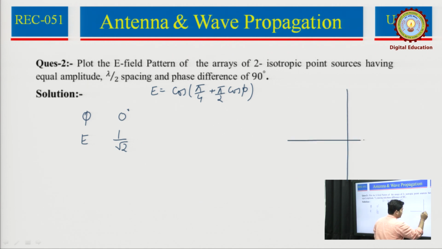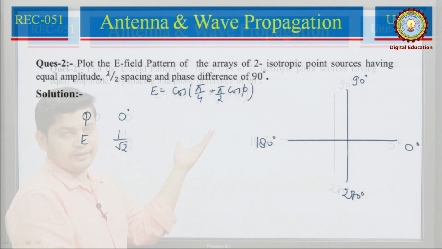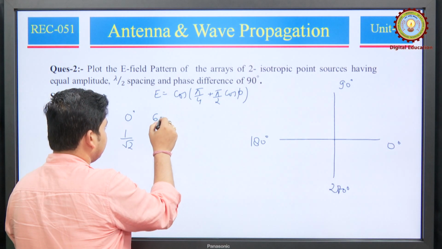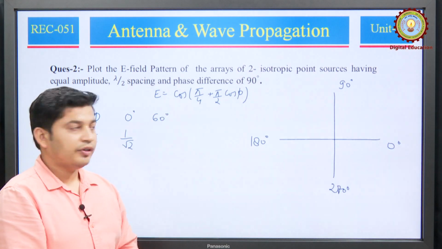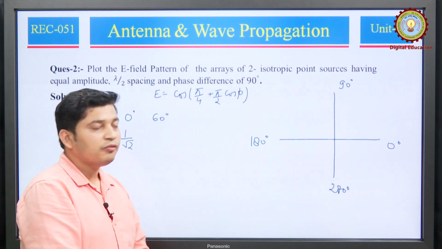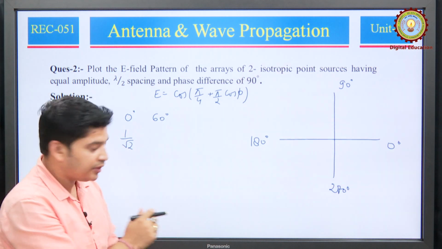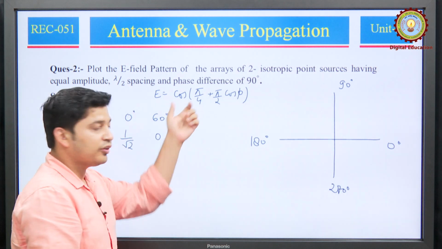So, let me draw the coordinate system. This is 0 degree, this is 90 degree, 180 and 270 and here 360. Okay. Next value, let us take 60 degree. Okay. When you are going to solve this, cos 60 and then the total value of this cosine function, we will get the value of final, I am giving you the expression, it is 0. You do the calculation part.